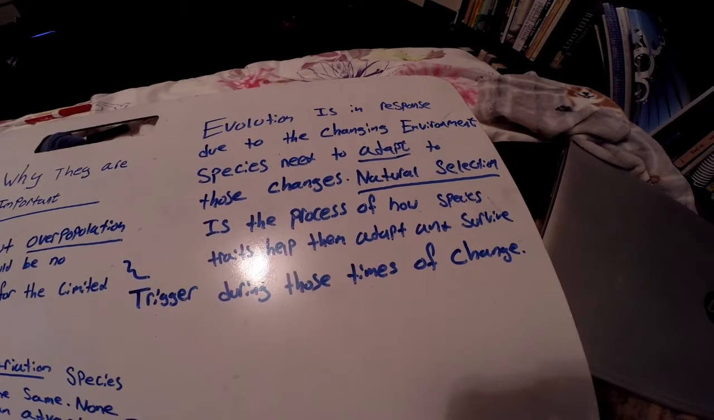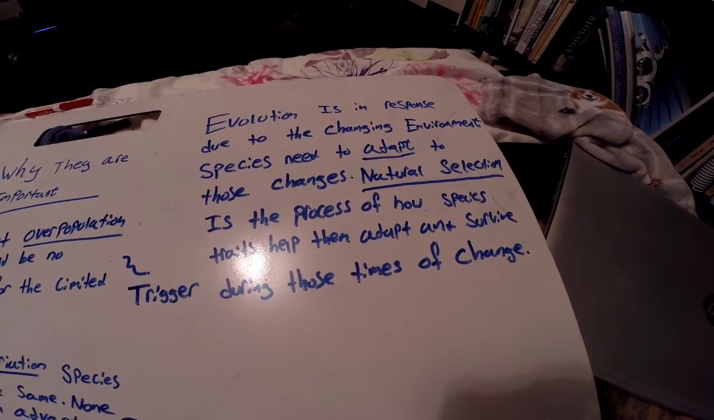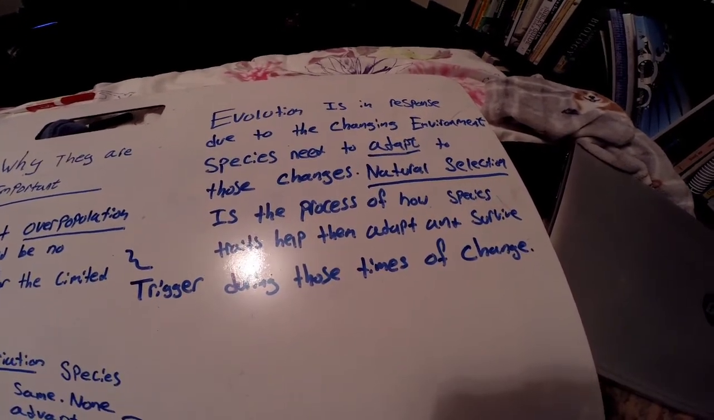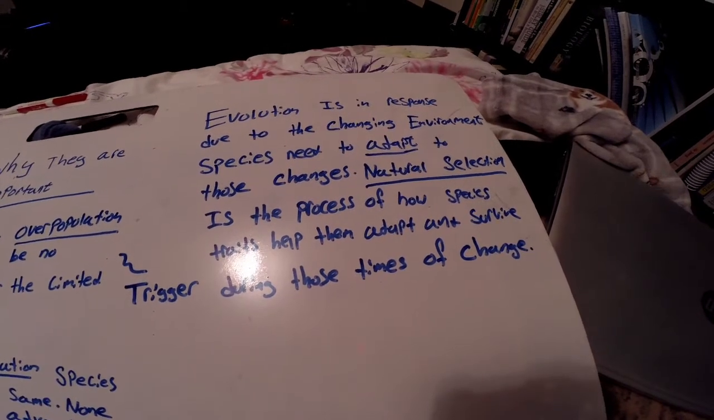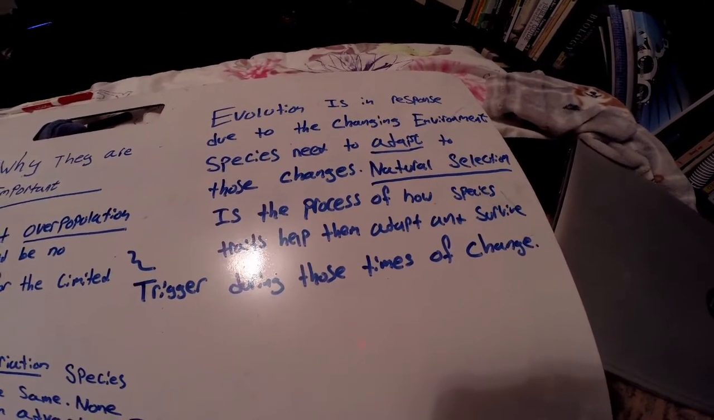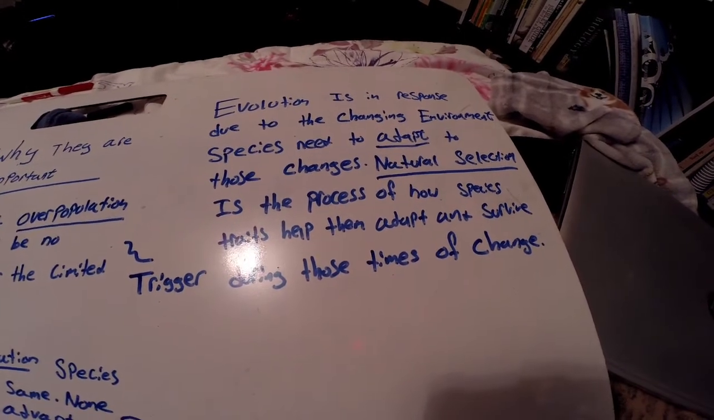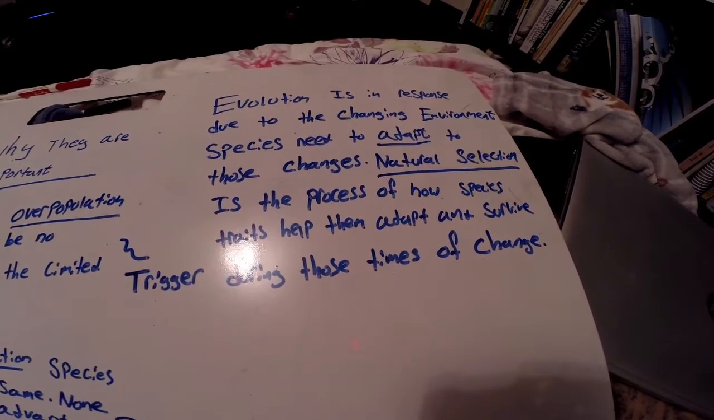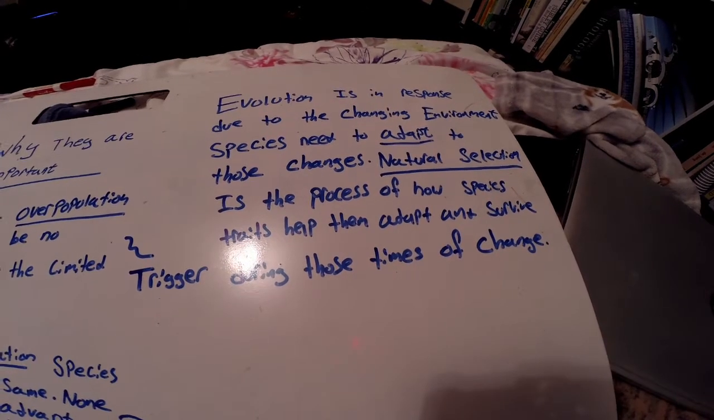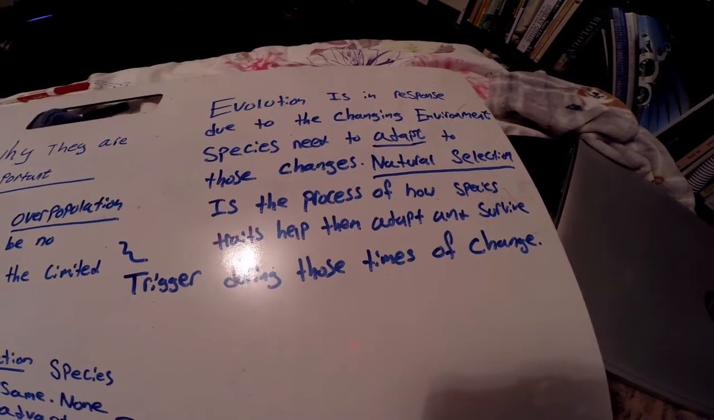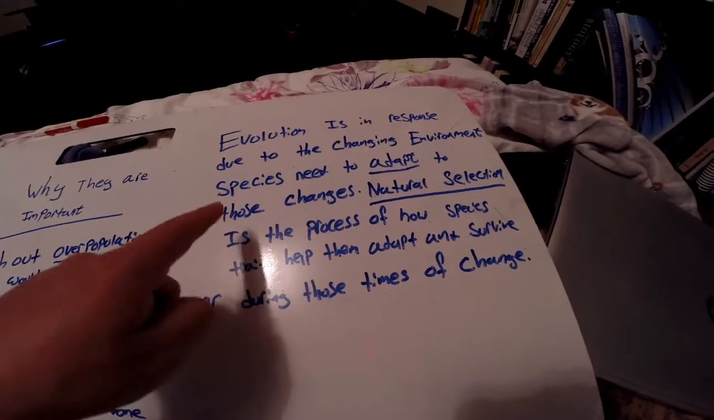When we say adapt, we don't mean they're going to choose, oh, I want to grow gills underwater. Adapting means that certain traits are going to be favorable during certain conditions, and then they're going to appear more often, because since that trait increased their fitness, they're able to survive and then pass down their genes. So species need to adapt.